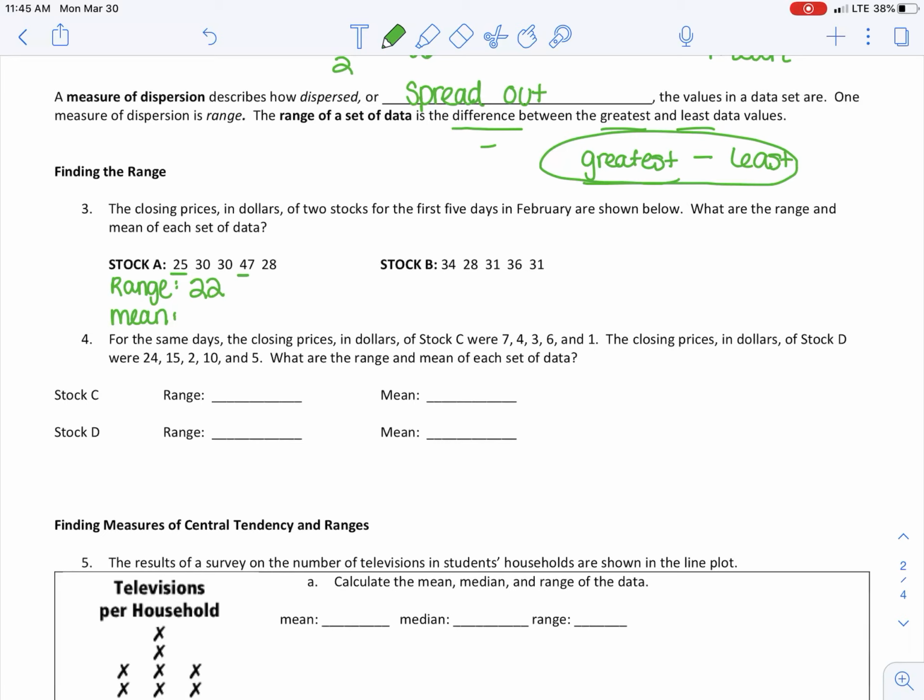But for mean, you're going to add your data together. So add all your data together, which gives us 160. And you're going to divide by the number of data points you have. So we have 1, 2, 3, 4, 5. So we're going to go ahead and divide that by 5. So we get 32. And we're going to go ahead and do that for stock B as well.